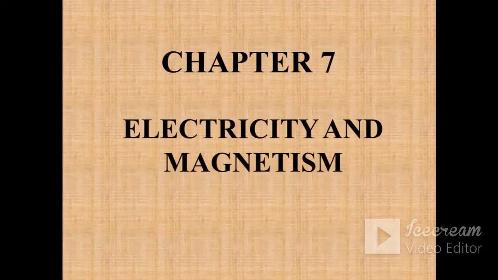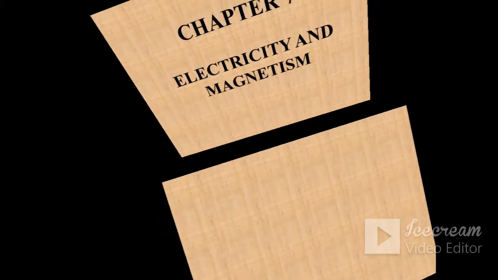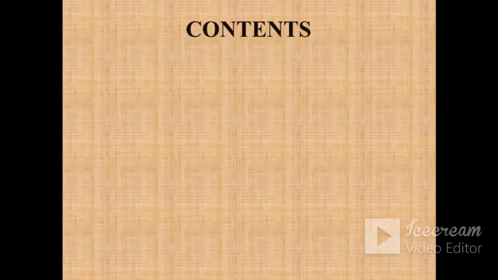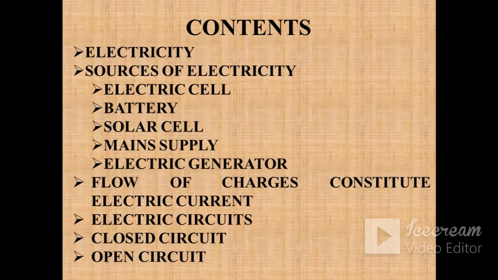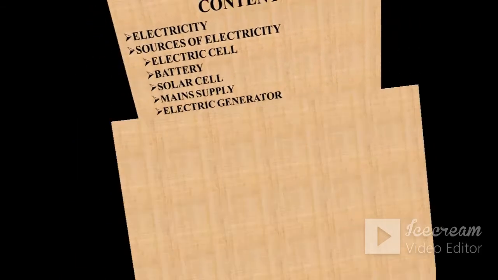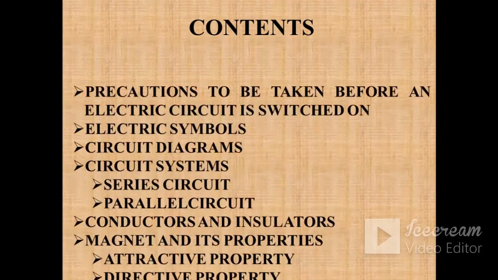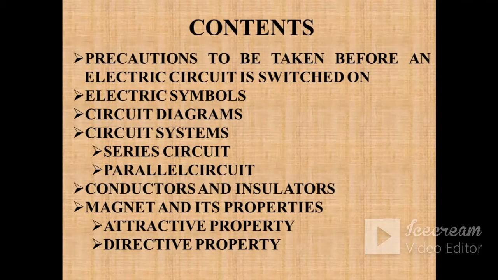So we have started this chapter electricity and magnetism. In this we have discussed the following content so far: electricity, sources of electricity, then how the electric current has been constituted, types of electric circuits, precautions that we have to take before an electric circuit is switched on, electric symbols and its types, circuit diagrams, types of circuit systems, series and parallel circuits, conductors and insulators.